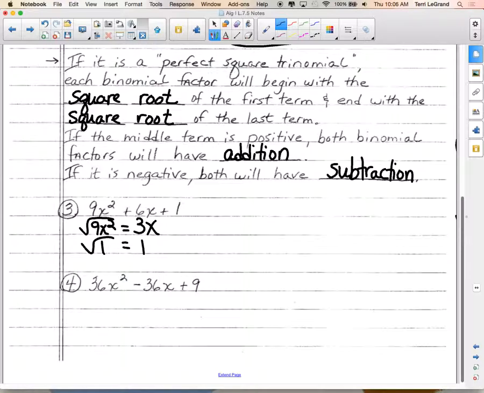Remember what we have to do. We have to take that 3x times that 1 and double it. 3x times 1 is 3x. Double that? 6x. Is there a 6x in the middle? Yes. Okay, it's a perfect square trinomial. So that means we are going to have a binomial times a binomial that both start with 3x, both end with 1, and both have what? Addition, because the b value is positive.